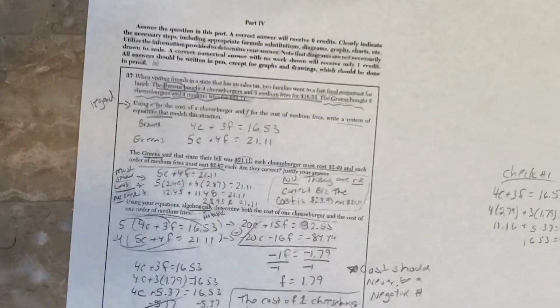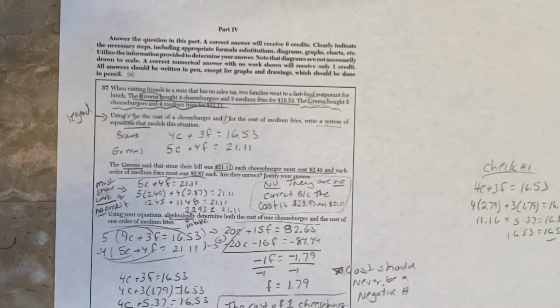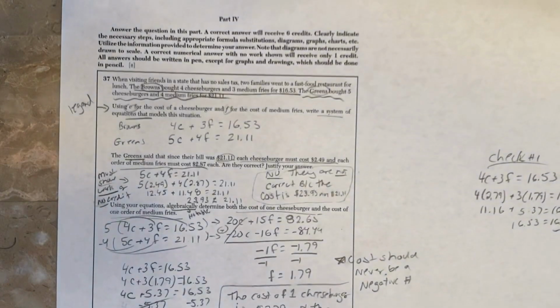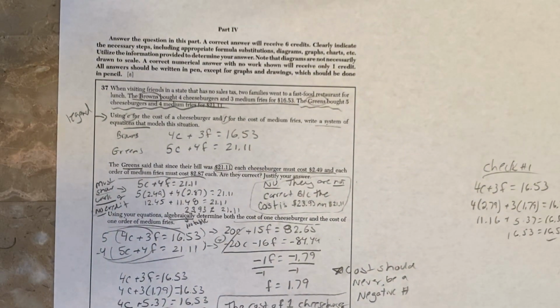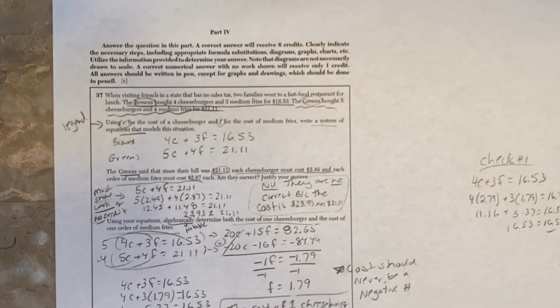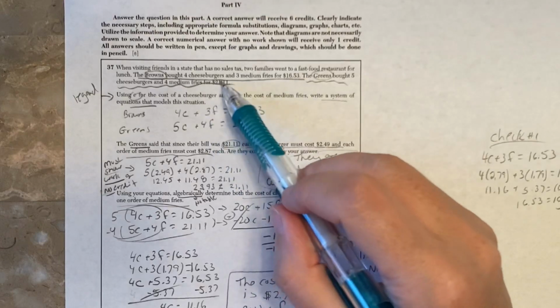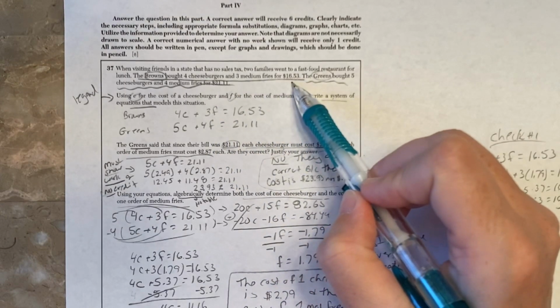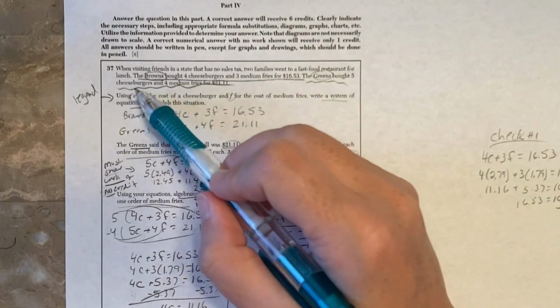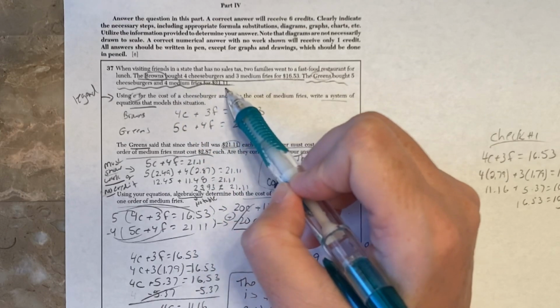All right, last one. Hopefully you guys are doing okay on this June Regents. Again, June's normally the most difficult one. When visiting friends in a state that has no sales tax, 2 families went to a fast food restaurant for lunch. The Browns bought 4 cheeseburgers and 3 medium fries for $16.53. The Greens bought 5 cheeseburgers and 4 medium fries for $21.11.